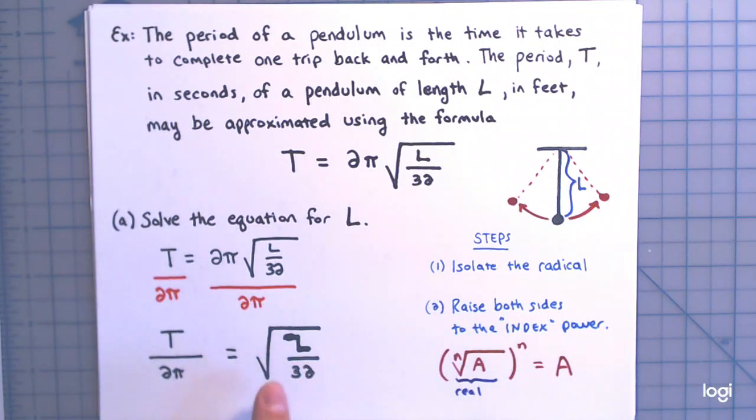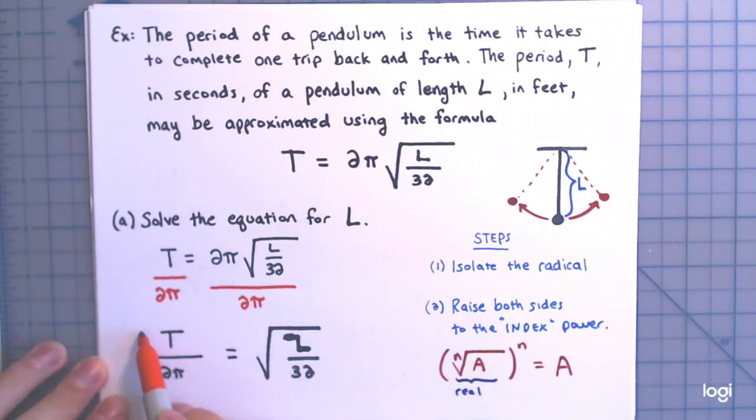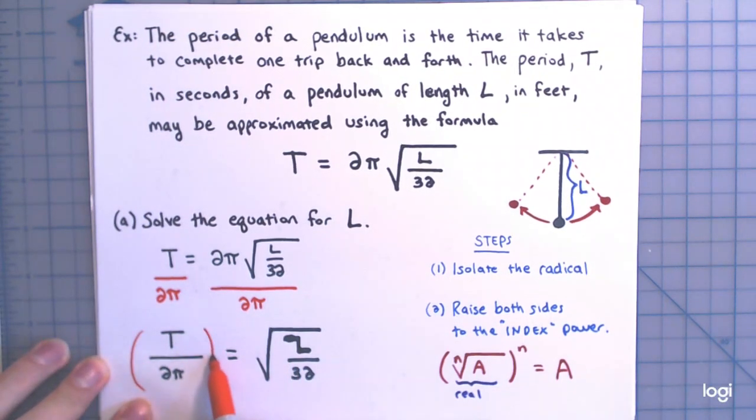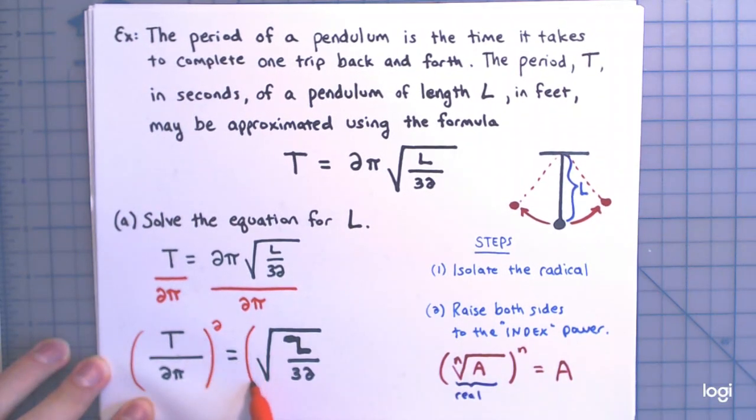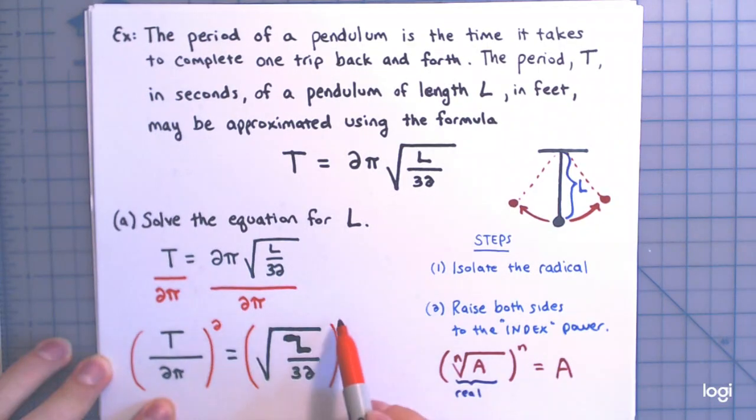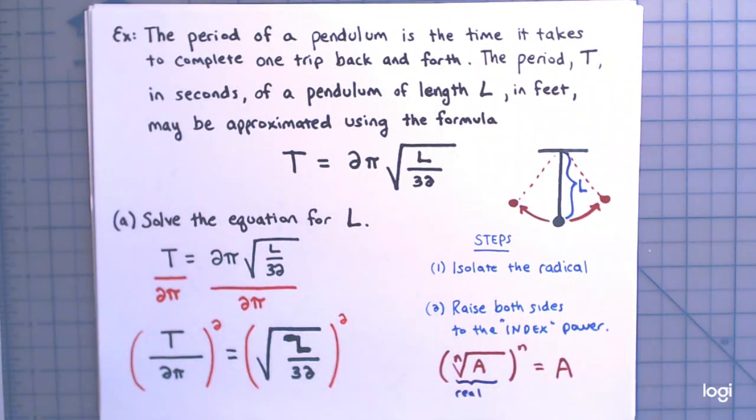So what I'm doing over here, I've isolated this square root. I'm going to take both sides, this entire fraction over here, and raise it to the second power. This square root over here to the second power. Raise it to the index. All right, so here is what we end up getting.